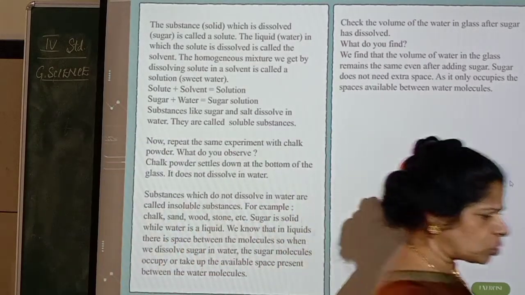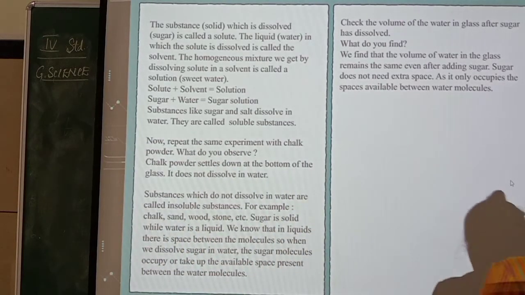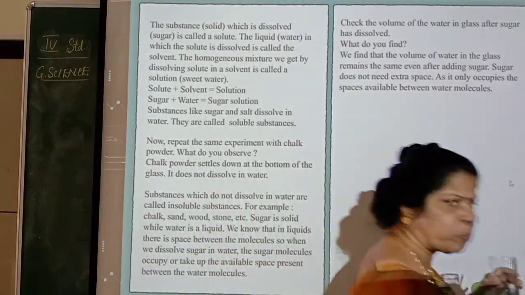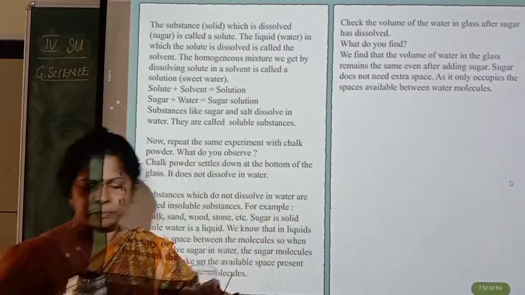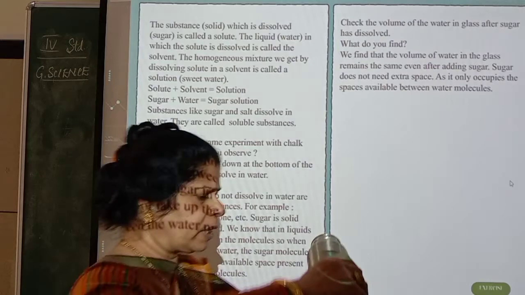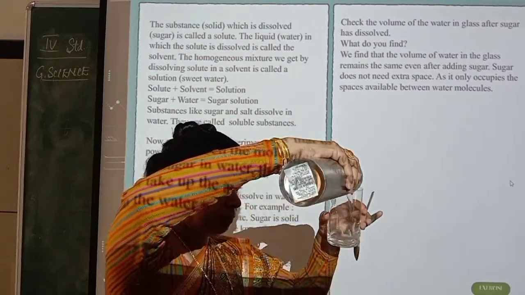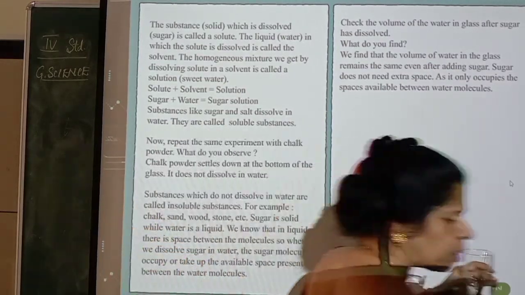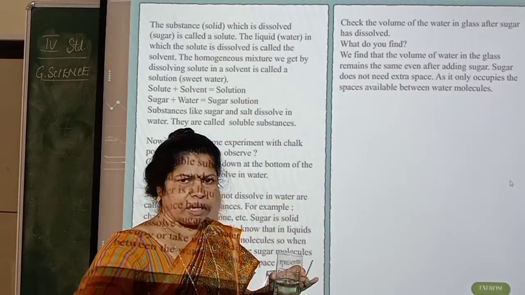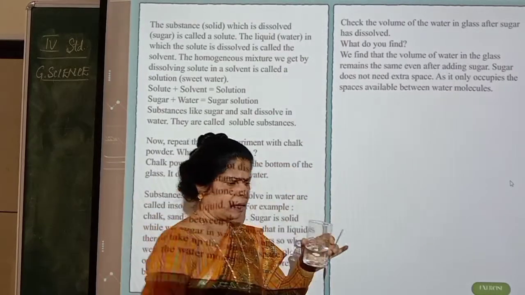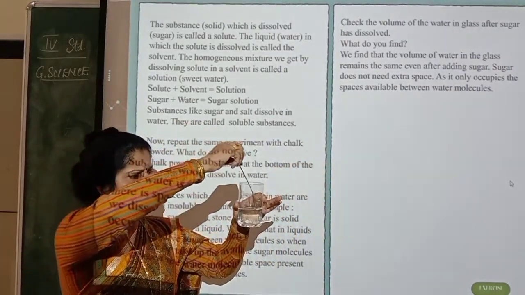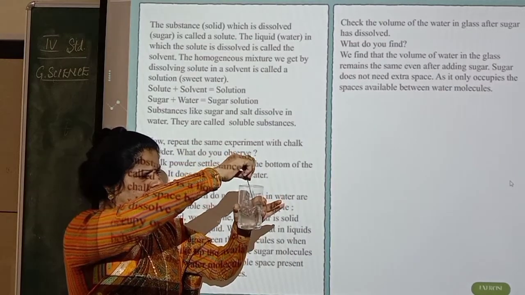Now what I am going to do is take one more glass, and again pour water into this. See, I am pouring water into this. Okay. Now I am taking a little chalk powder actually, but here I am taking chalk pieces. Okay. Now what am I going to do? I am going to mix it.